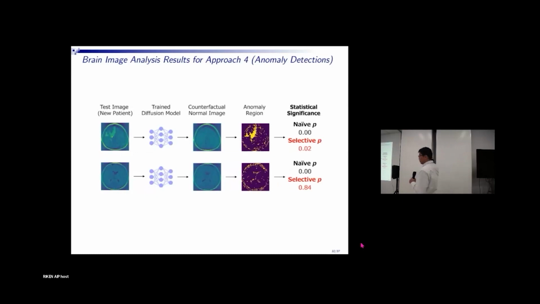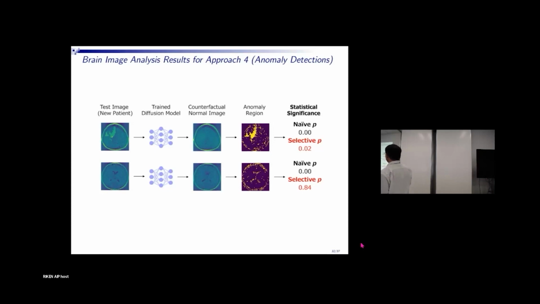And this is the diffusion model case. Now, remember that we have trained the diffusion model only with normal cases. Therefore, when we provide this brain image, it will produce a counterfactual normal image of this patient. And by comparing this and that, we will have the anomaly lesion. This type of anomaly detection approach has been studied very intensively, but we can compute the p-value for that.